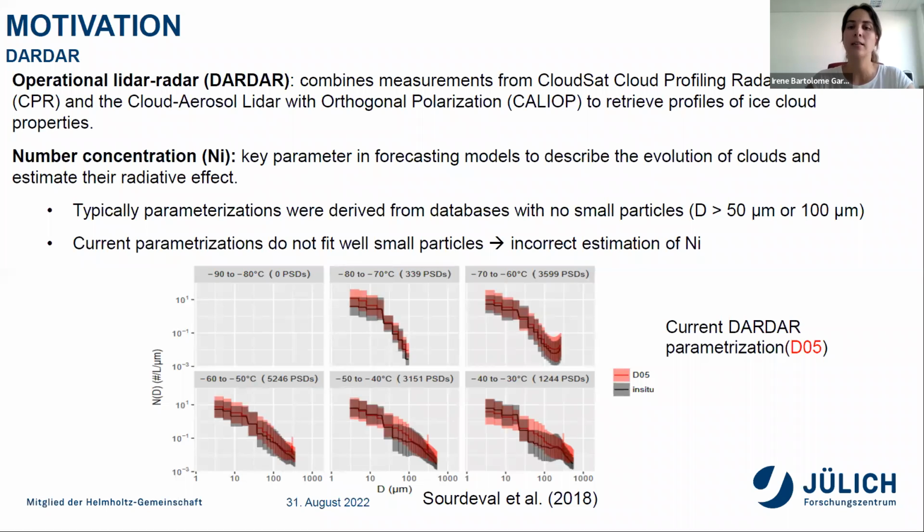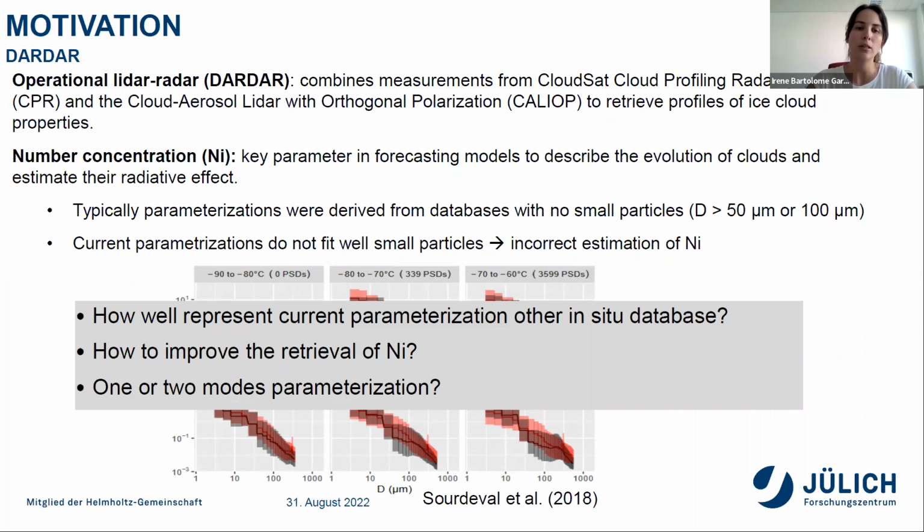And this then leads to incorrect estimations of the number concentration. So with this in mind, what we wanted to do is check this DO5 parametrization in an in situ database that actually includes very small particles, to see how well this parametrization would reproduce the PSDs. We also wanted to see how the retrieval of the number concentration could be improved, and if this improvement could be obtained by, instead of using one mode, as is the current one, using two modes.